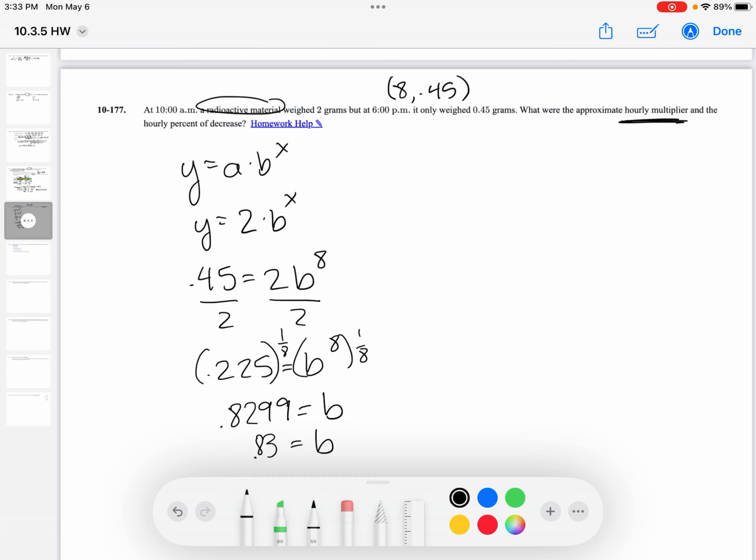And the hourly percent of decrease is going to be 1 minus that value. So 0.17, so the percent decrease is 17%, decreasing every hour.